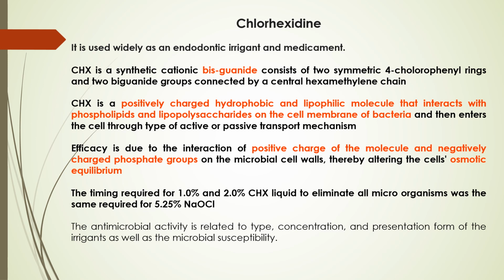Coming to the second irrigant, chlorhexidine, which is widely used in endodontics, the most common percentage that is employed is 2% chlorhexidine. It's a synthetic cationic bisguanide, consisting of two symmetric chlorophenyl rings and two biguanide groups connected by a central hexamethylene chain. Chlorhexidine is a positively charged, hydrophobic and lipophilic molecule that interacts with the phospholipids and lipopolysaccharides present on the cell membrane of bacteria and enters into the cells of the bacteria via active or passive transport mechanism.